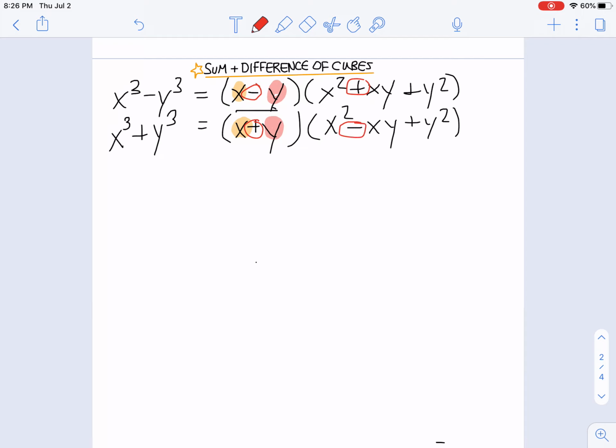So it's a little bit of a formula that you have to memorize, but you certainly can go and multiply that all out and check that it does work out to x cubed minus y cubed and x cubed plus y cubed, because you have a lot of terms canceling out.